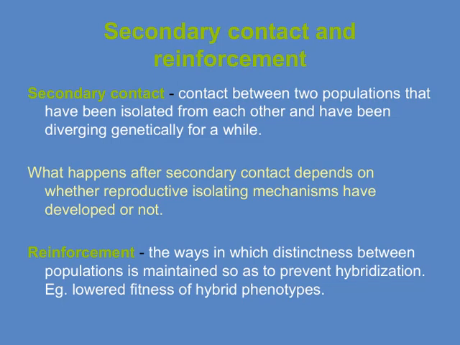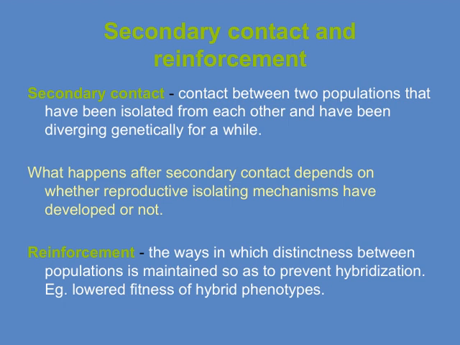Let's talk about secondary contact and reinforcement. Secondary contact occurs when two populations that have been isolated from each other come back into contact after a period of divergence. During this time, they've been evolving separately, developing genetic differences. What happens next really depends on whether reproductive isolating mechanisms have developed during that isolation.